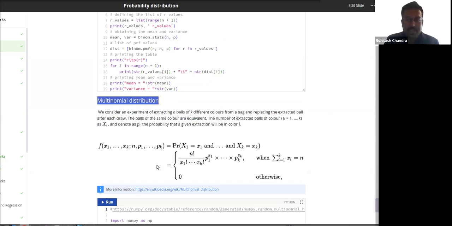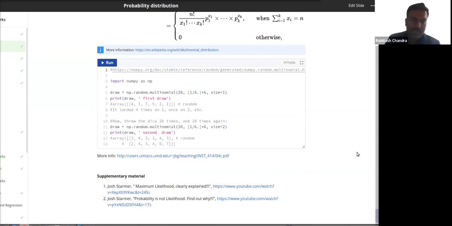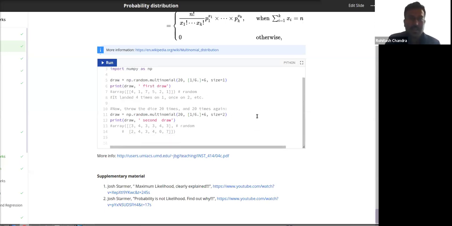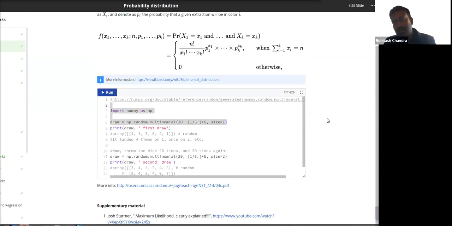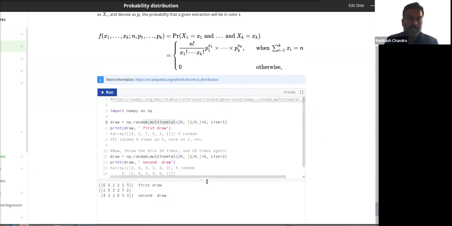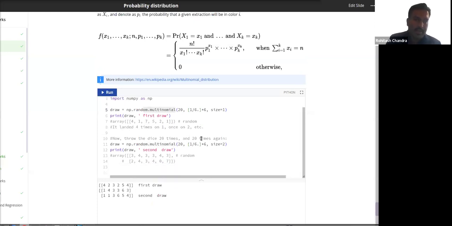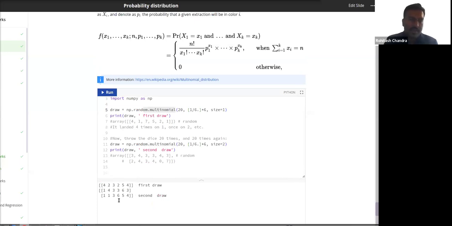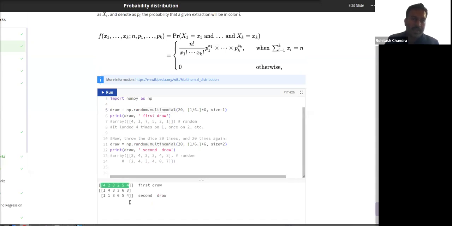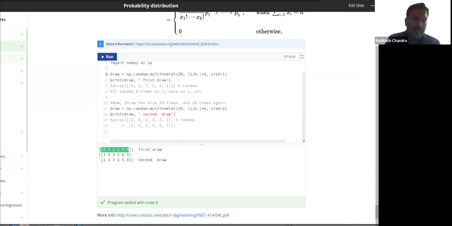This is essentially the equation for the multinomial distribution, and in its implementation you can use NumPy and draw from a multinomial distribution. If you keep on running this, we are not seeding it with something else, so you get the same thing. But anyways, you get different draws, and we are telling it that we want that many numbers in that many categories. So this is all that we have for probability distributions.